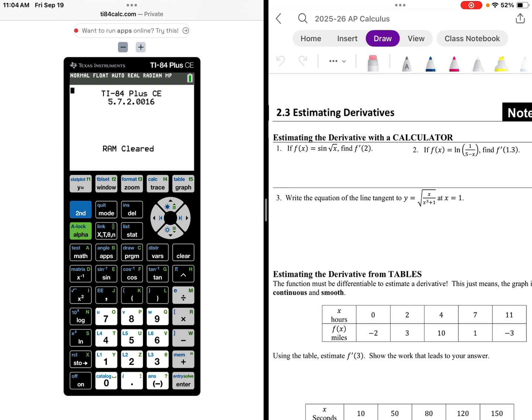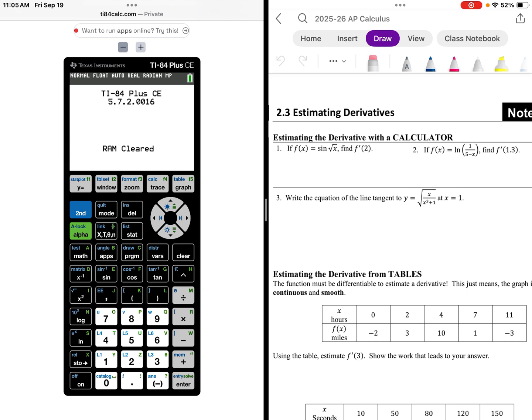So as we look at problem number one, it says we're going to estimate the derivative of f of x, and f of x is equal to sine square root of x. We want to find f prime of 2. So we want to find out, what is that instantaneous rate of change when x is equal to 2? We will learn how to take the derivative of sine square root x later on in this chapter. It requires several different processes. But we're going to just quickly find this numerical calculation.